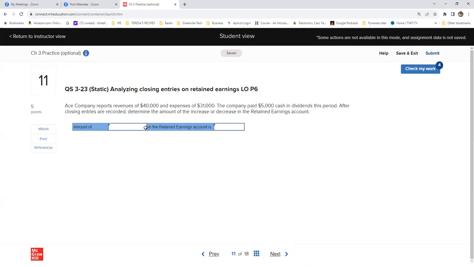So we're going to be increasing retained earnings by $4,000. Let me repeat this again. You take the $40,000 minus the $31,000, that gives you $9,000. You're paying out $5,000 in dividends during all these transactions, so you subtract that from your net profit, and that leaves you with $4,000 that are going to sit in the retained earnings account in addition to whatever's there. Okay.